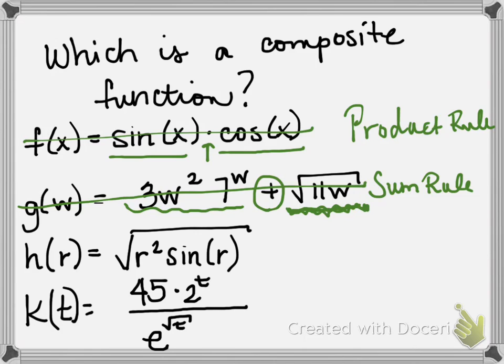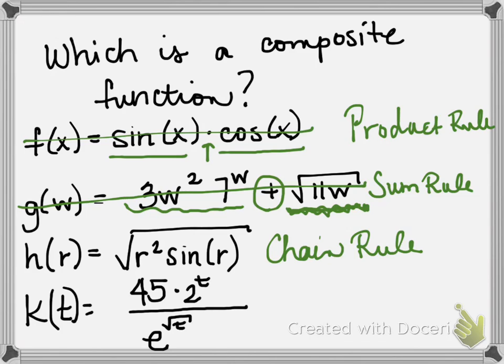Let's look at h of r. If you are going to input a value for r, you'd figure out what r squared is. You'd figure out what sine of r is. You'd multiply them together, and then you would take that answer and take the square root of it. So you take the answer from one function and input it into another function. That right there sounds like composition. So h of r is definitely a composite function, and we want to use the chain rule for it.